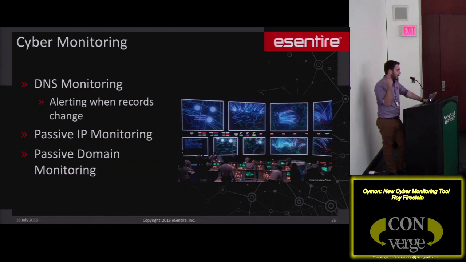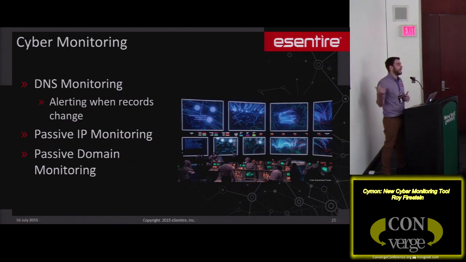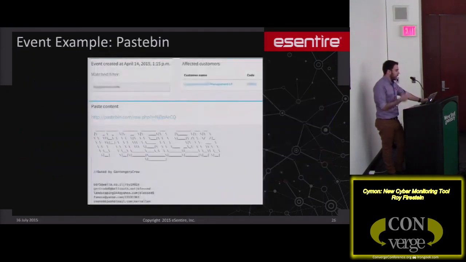And when I say passive IP monitoring and domain monitoring, that is so you can give me the IP addresses that belong to your company or your domains, and if any of these get added to the threat database, the IP threats, then you'll get notified. You obviously want to know if someone put malware on your domain or if someone's using your IP address to send phishing attacks. So you'll hopefully get that first from Cymon rather than from one of your clients. So just a few examples.